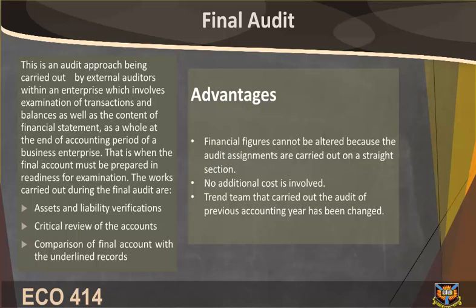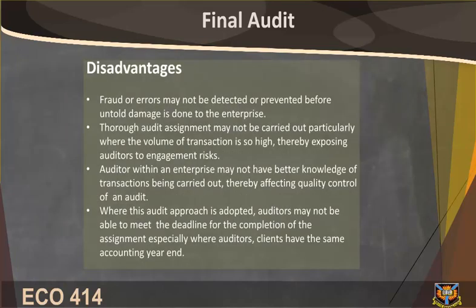The works carried out during the final audit are assets and liability verifications, critical review of the accounts, comparison of final accounts with underlying records. Advantages: financial figures cannot be altered because the audit assignments are carried out in a strict session. No additional cost is involved. Trend is maintained, as the team that carried out the audit of the previous accounting year has been retained.